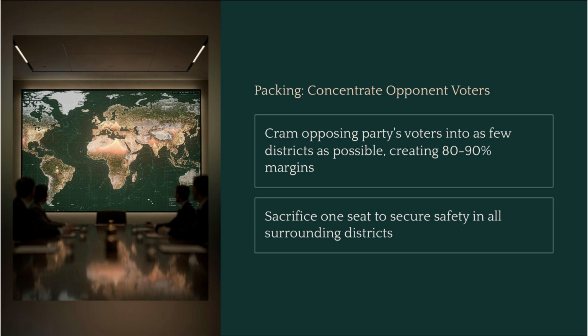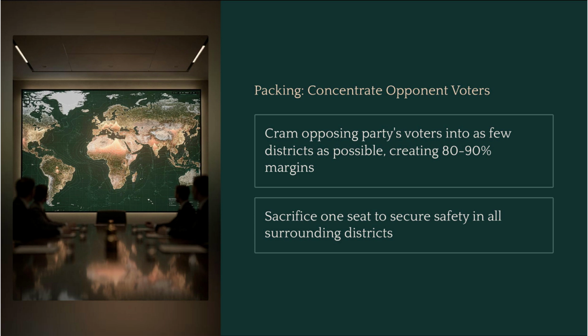The first is called packing. Imagine you are a Republican mapmaker facing a state with a lot of Democrats. You can't make them disappear. So, what do you do? You herd them. You draw the lines to concentrate the opposing party's voters into as few districts as possible. You pack them in until that district is 80% or 90% Democratic. The result? The Democrats win that 1 seat comfortably. They might even celebrate the landslide, but it's a trap.